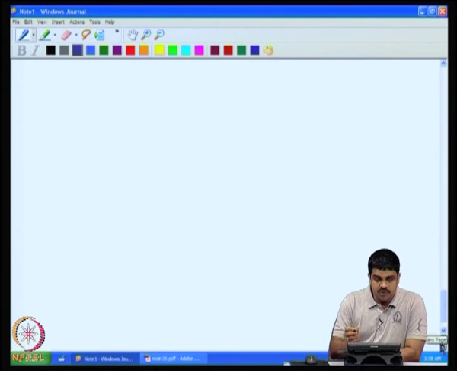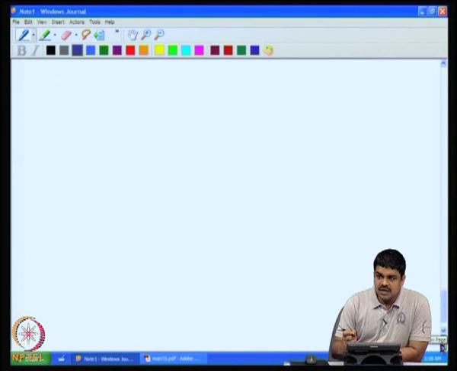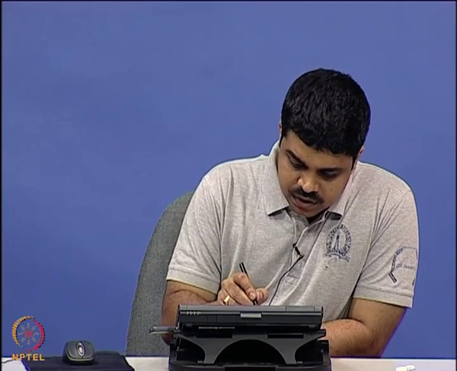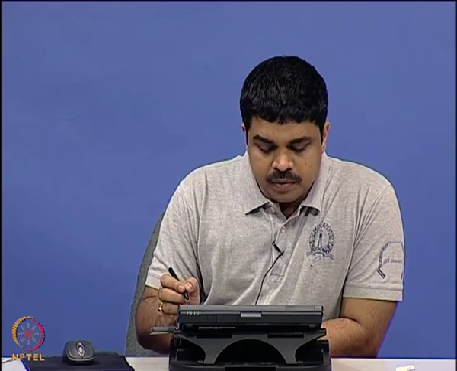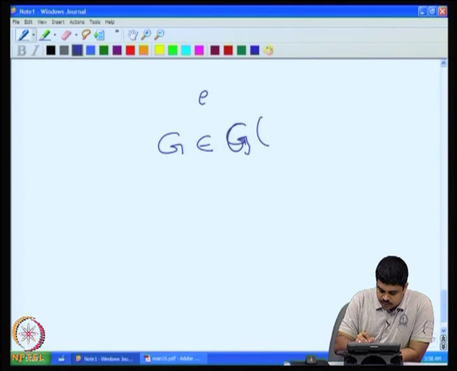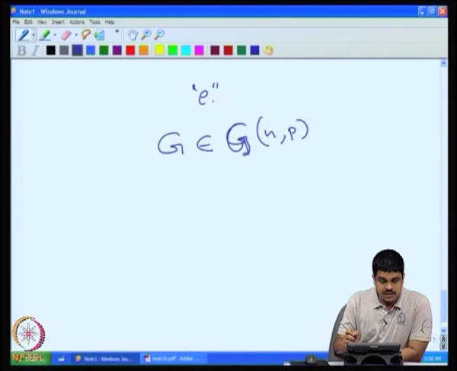The next concept you want is this: just consider the event of a given edge E being present in the random graph. So, suppose we select G, an element of G(n,p). What is the probability that a given edge E is present in G? This is the question, right. So, how will you find it?